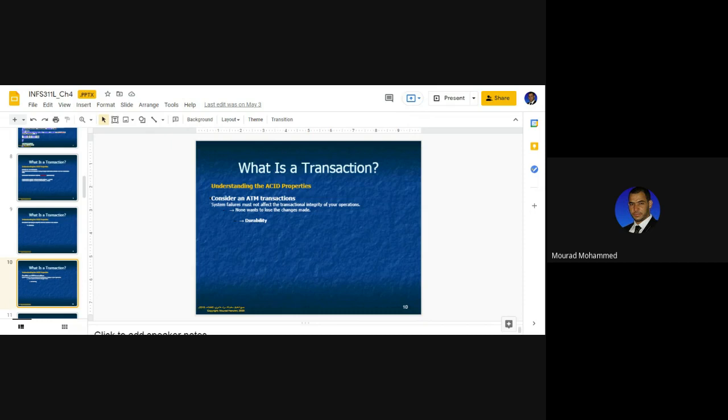Atomicity for all transactions, consistency for all the steps, and isolated. The transaction itself has to be isolated. So nothing to be specific. This is for all users here.